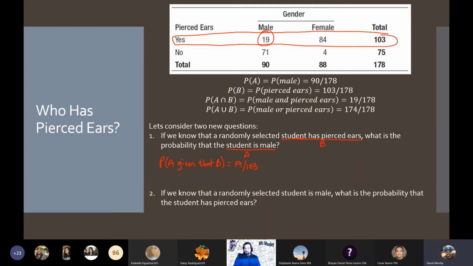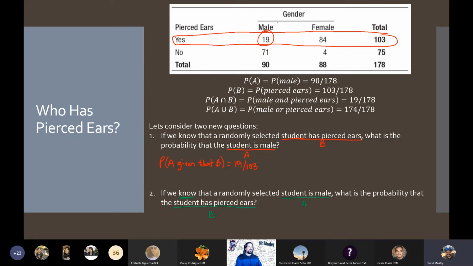So now let's look at question 2. Okay. We've essentially switched some stuff around. So now if we know that a randomly selected student is male, right, that's event A. What is the probability that the student has pierced ears? Right, event B. This time, the known information, right, is event A. We know the student is male.